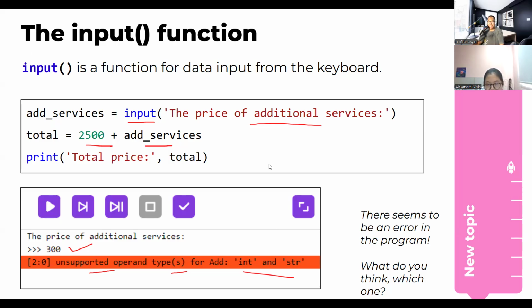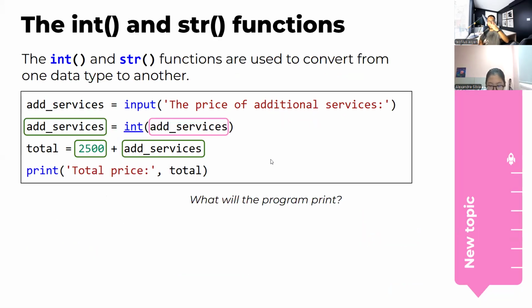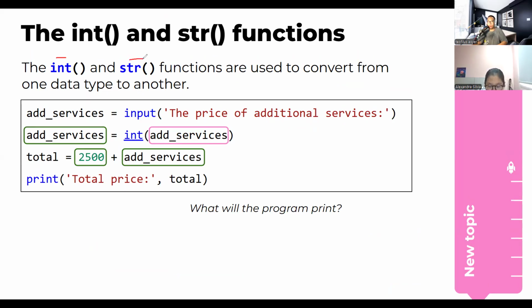Okay, and let's see the solution. As I already told you, you have to use this to convert any type of something that you want into another type. So let's say that you want to change the data from the string from the input, and how to do that is just use the same variable name, like this.